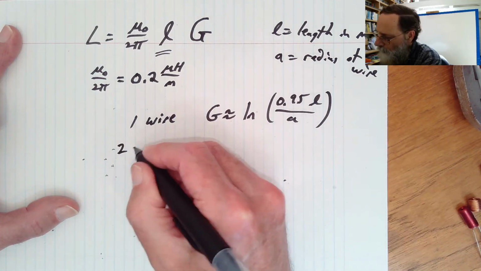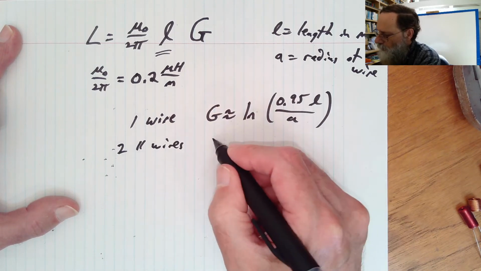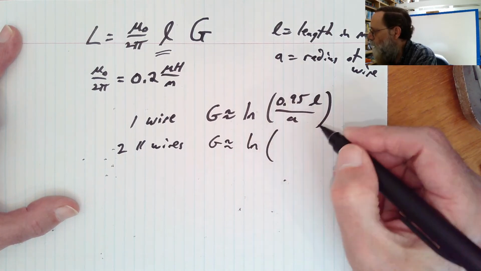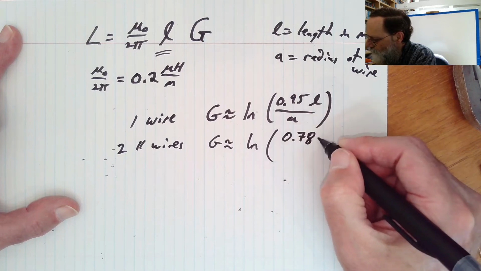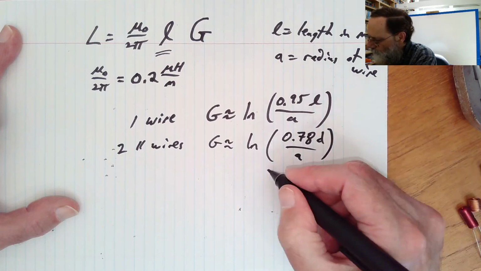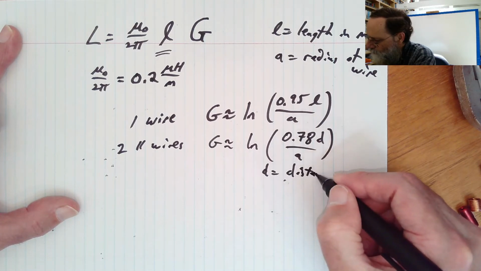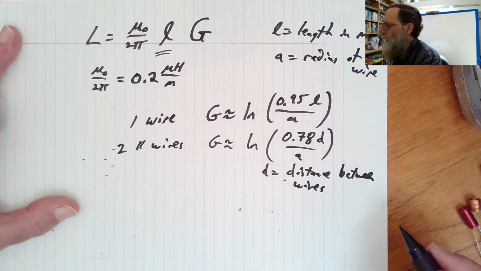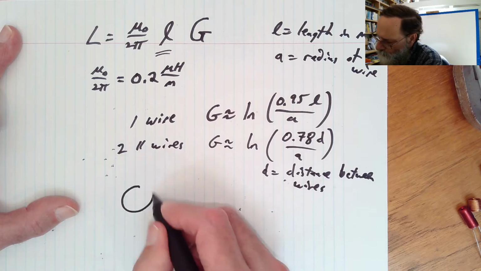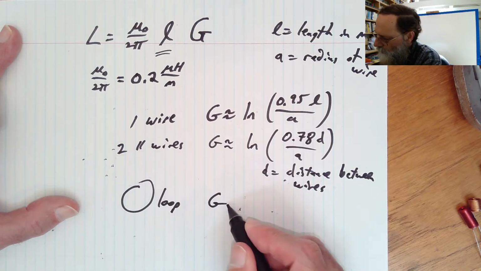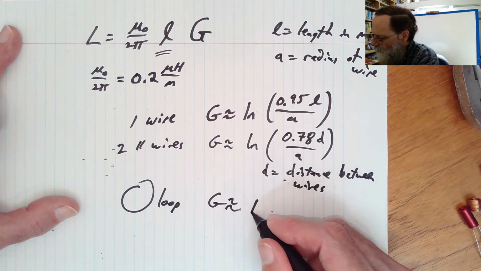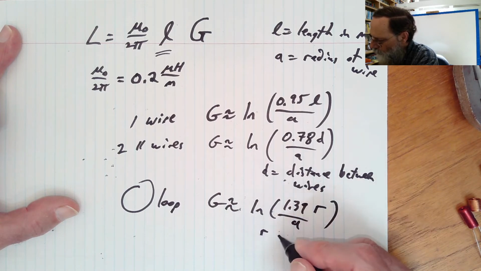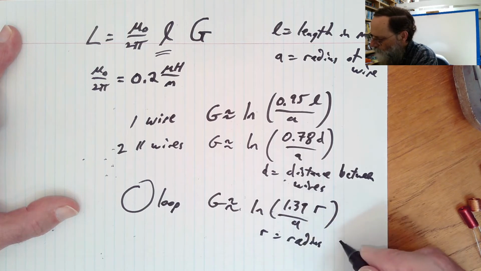If we have two parallel wires, then G is approximately, again, natural log of 0.78 D over A, where D is the distance between the wires. If we have a circular loop, then G is approximately natural log of 1.39 R over A, where R is the radius of the loop.